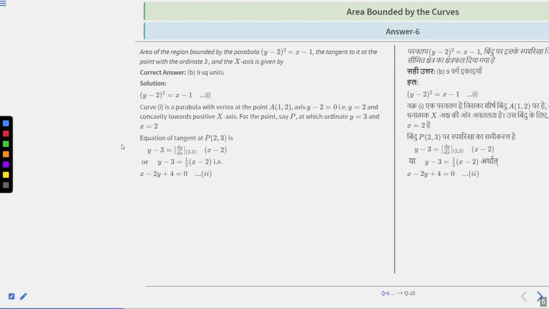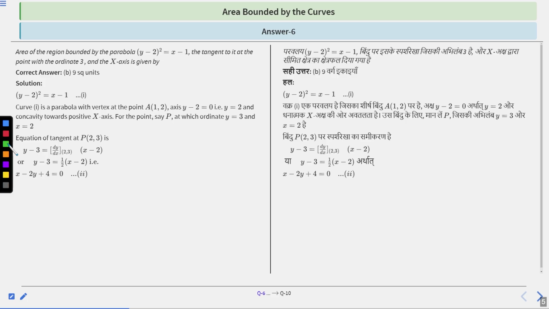Okay, let's move to the solution part. As we have discussed, we have this curve (y minus 2) whole square is equal to x minus 1, equation 1. The curve 1 is a parabola with vertex (1, 2), and axis y minus 2 equal to 0, that is y equal to 2, and concavity towards the positive x-axis. For the point, say P, at which ordinate y equal to 3, x equal to 2.